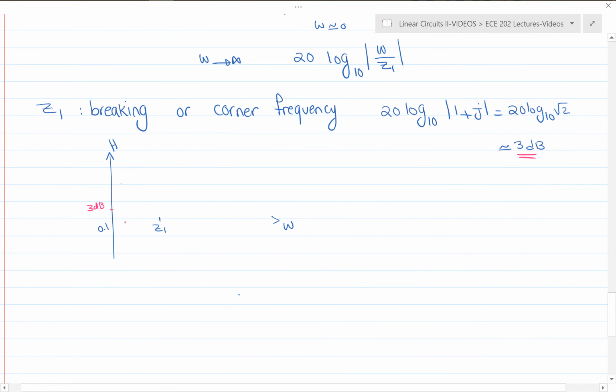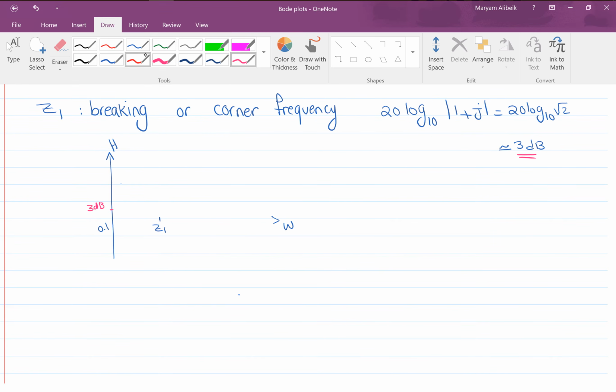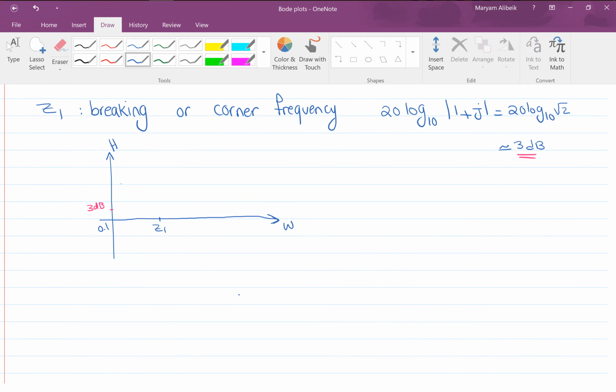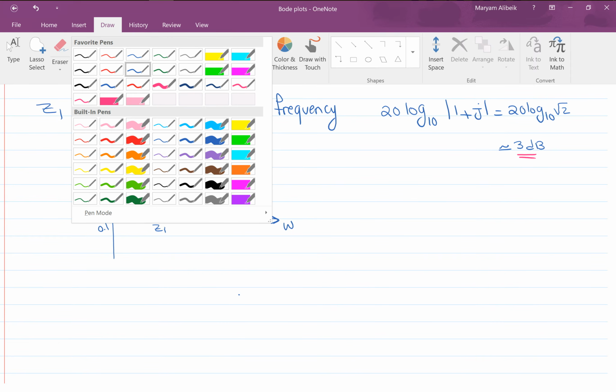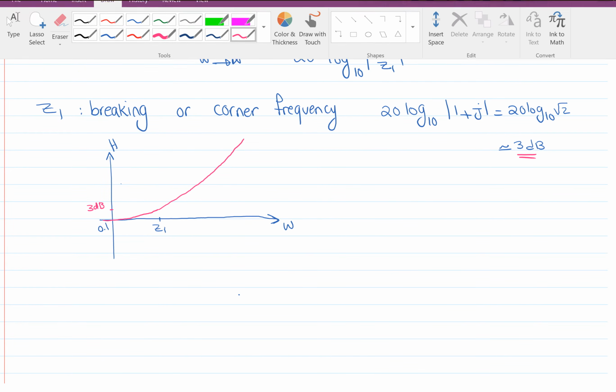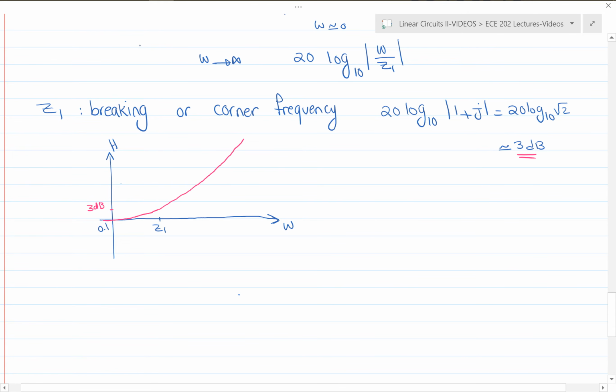Let me just erase this for a second, and then I erase everything. So we know that it reaches 3 decibels at z1, and then it goes to infinity. If you want to draw it just approximately, it goes and reaches 3 decibels at z1, and then it goes to infinity. But the Bode plots that we are using in this course are approximations of the actual Bode plot. What does that mean?